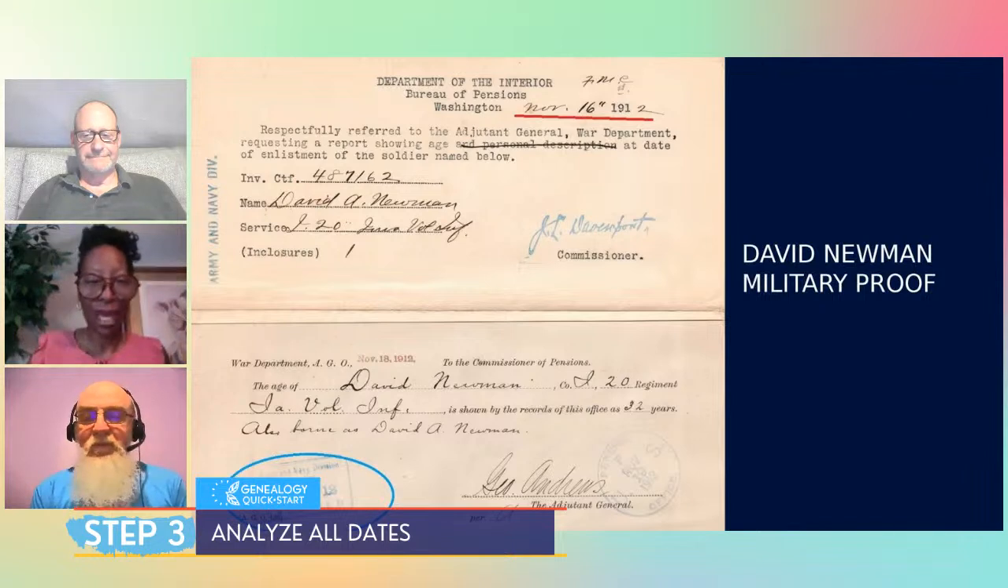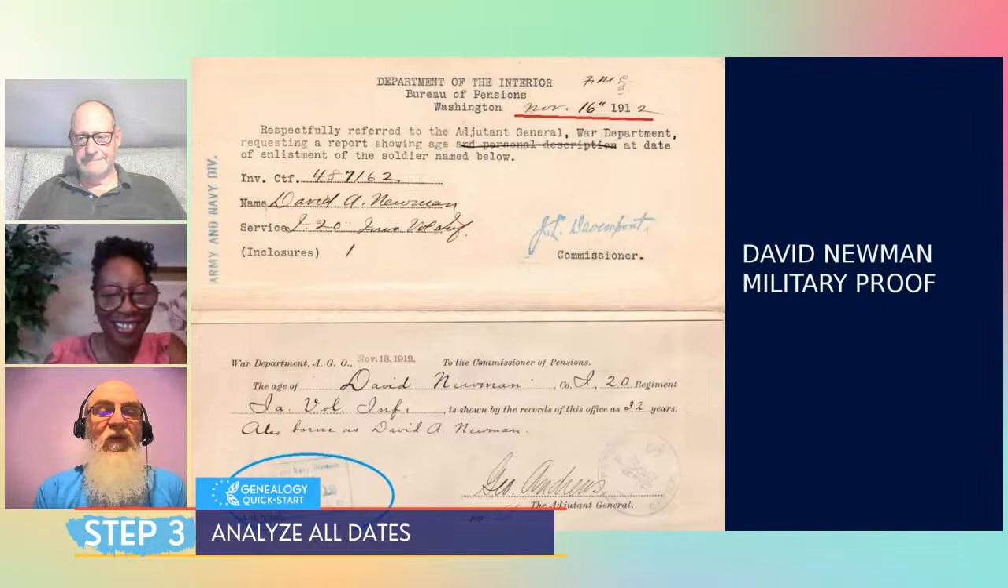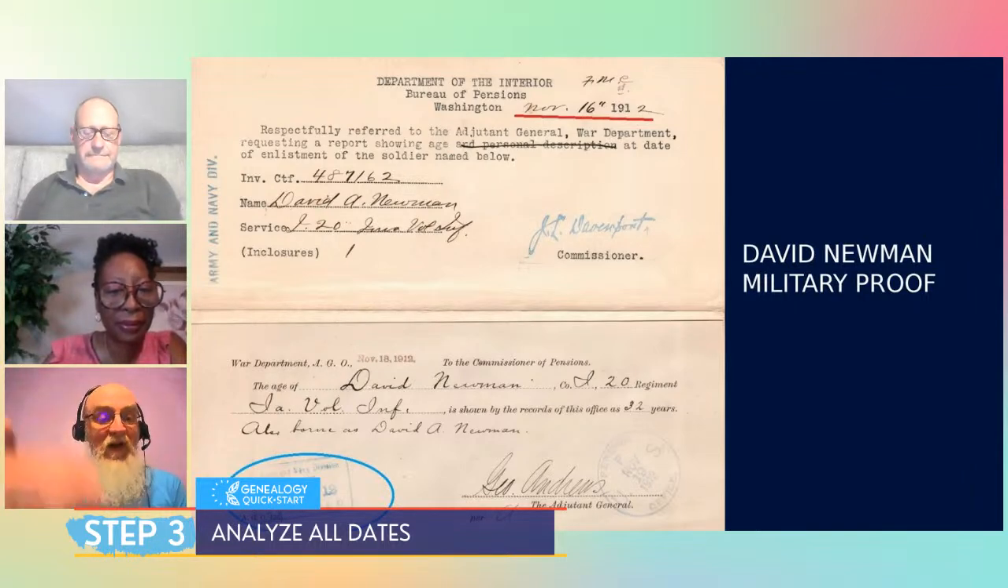What do we have here? Who's David Newman? I love David Newman military records. He is an uncle of mine. This is also a pension type thing. When he applied for a pension at some point in the process in 1912, they wanted to document his service. So this letter was written from the Bureau of Pensions on November 16th of 1912. They're asking the Bureau of Pensions to document his service.